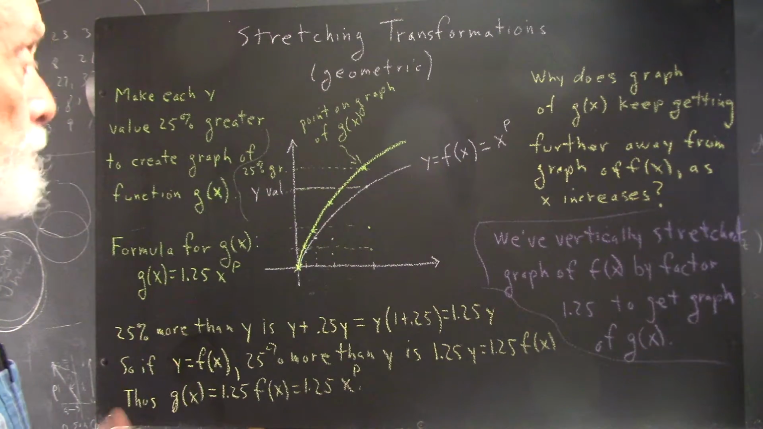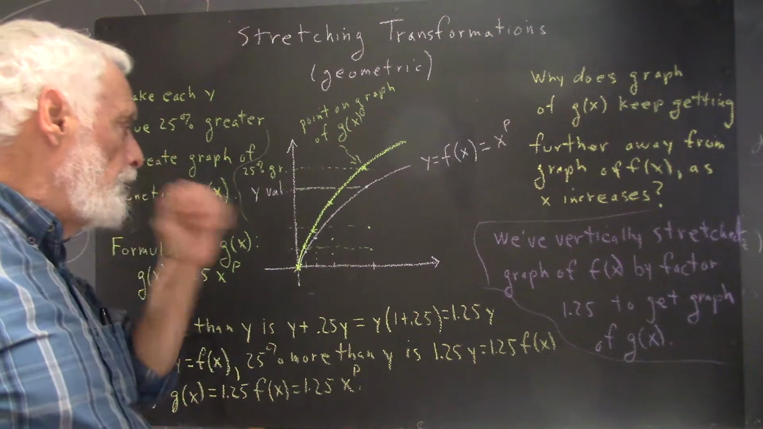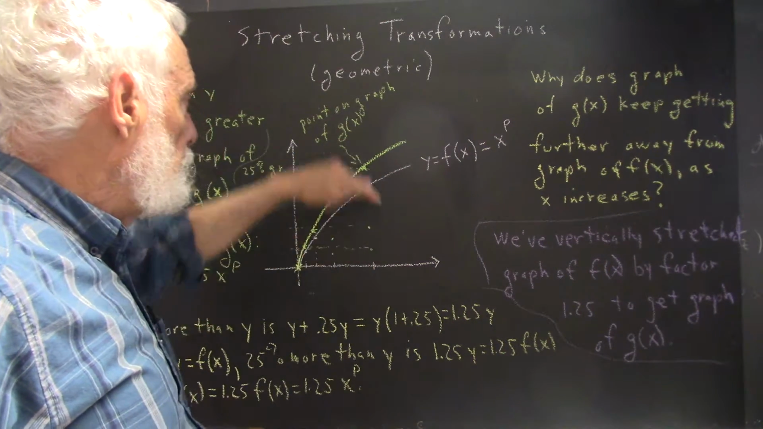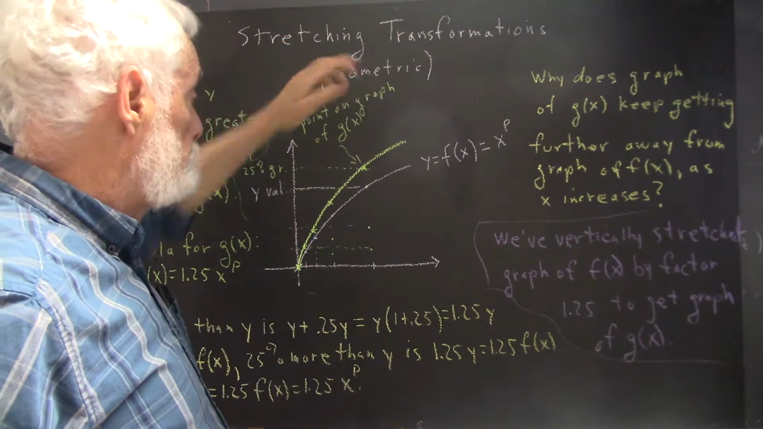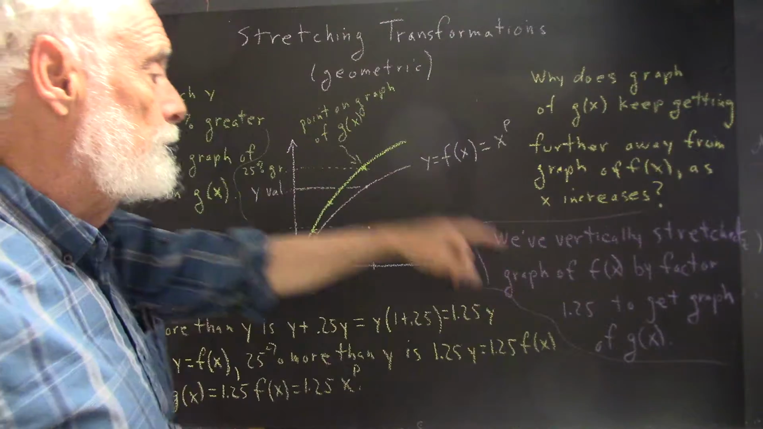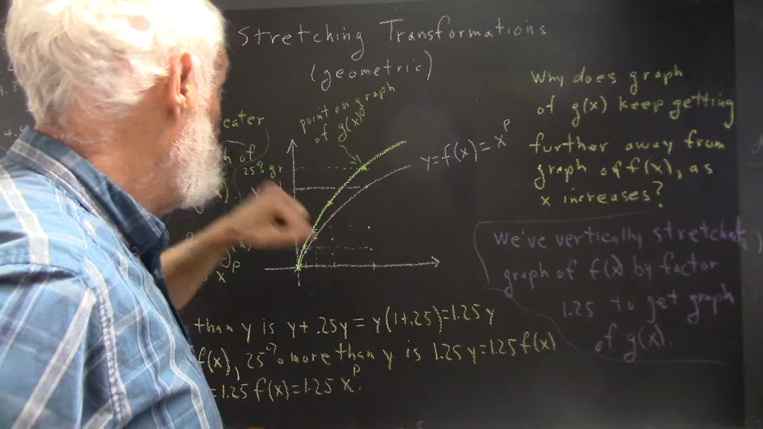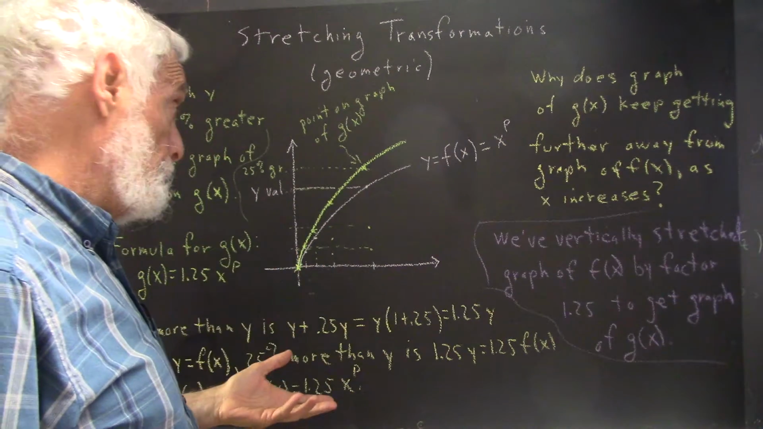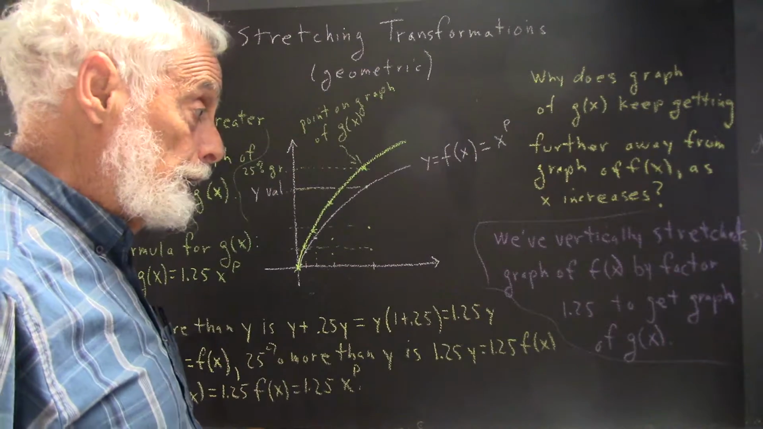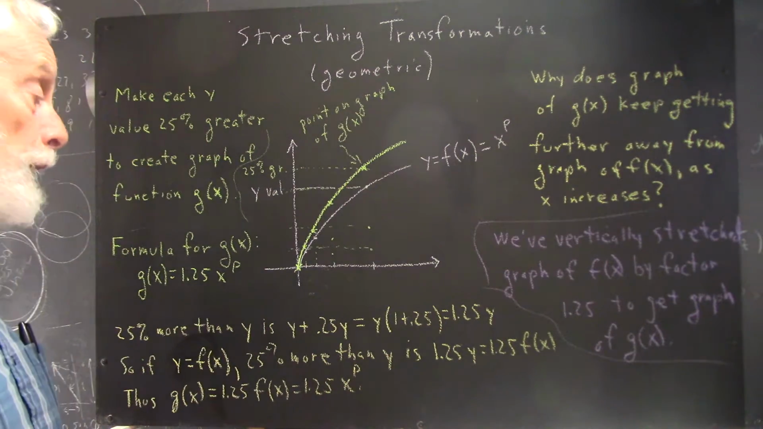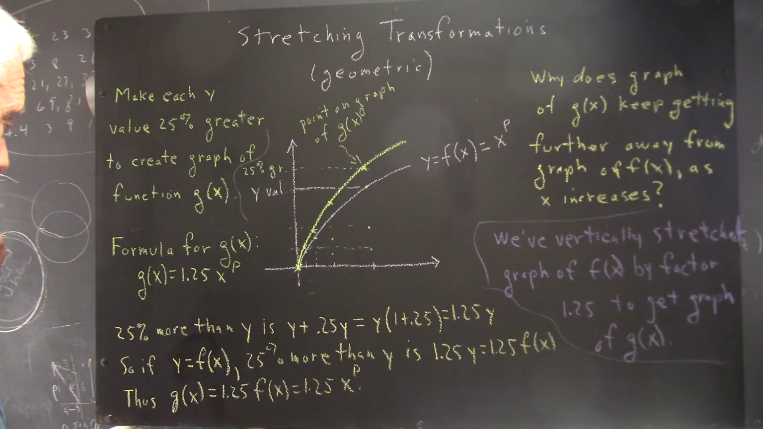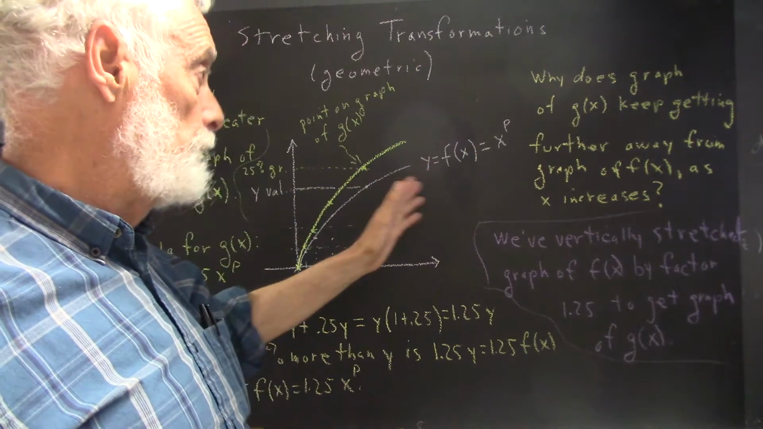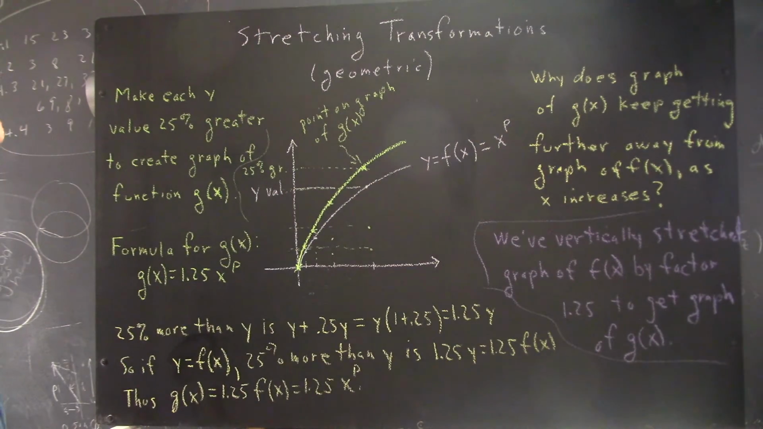When we vertically stretch by a factor, then as the y value of a function increases, the y value of the stretched function also increases. If the stretching factor is positive, the y value of the stretched function will also increase, and it will increase by more and more as the value of y gets bigger. Now you want to think through exactly why that happens and write out exactly why we can say that the graph of g of x in this case will keep getting further and further from the graph of f of x.